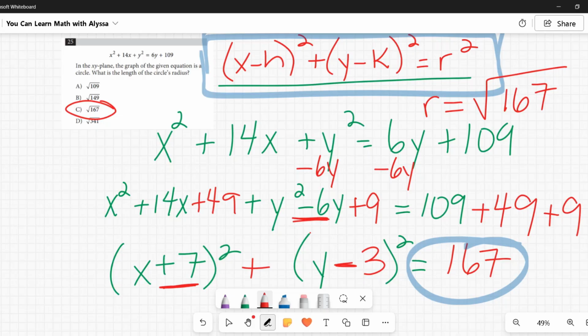Again, I don't think I've ever tutored a student who likes completing the square. It's so common for students to just forget it as soon as they finish it. Like, oh, never again. And then it keeps coming back, keeps coming back. So, it's good to learn. I know it's not fun. But yeah, completing the square, and our answer is C, square root of 167.